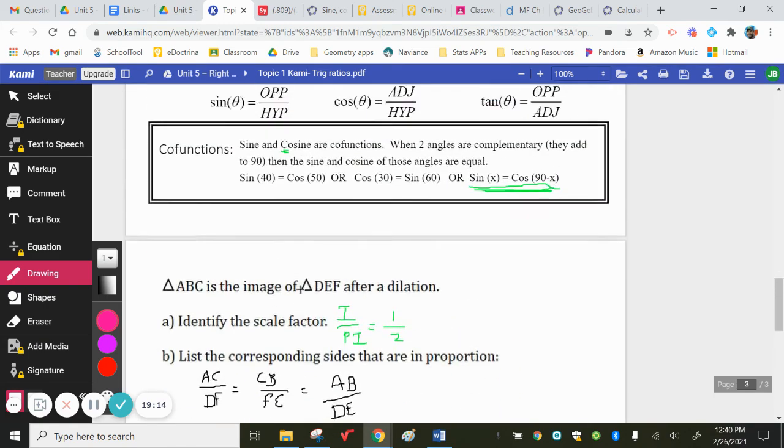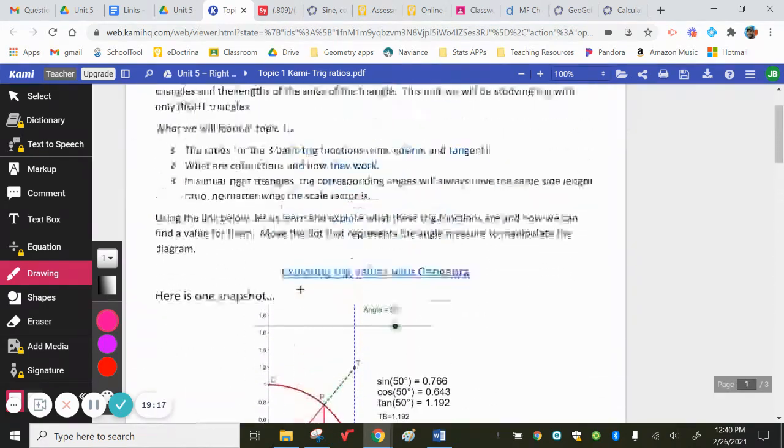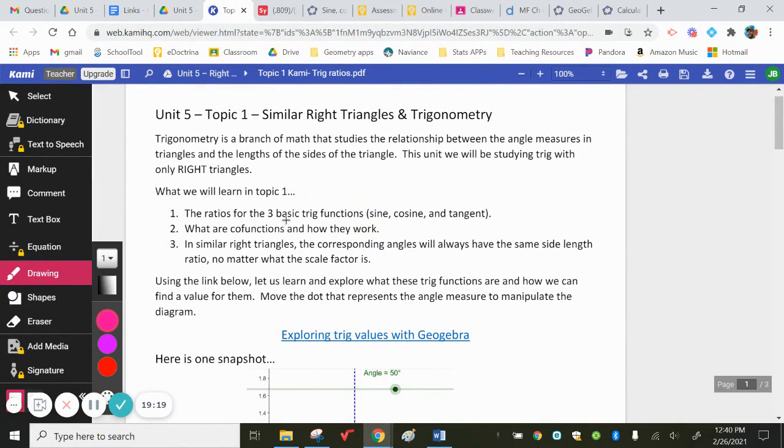Okay, so that is our first lesson about trig. Now we know what the 3 basic trig functions are. We have heard about cofunctions and how they work. And we saw when triangles are similar, the corresponding angles will always have the same side length ratio, no matter what the scale factor is.